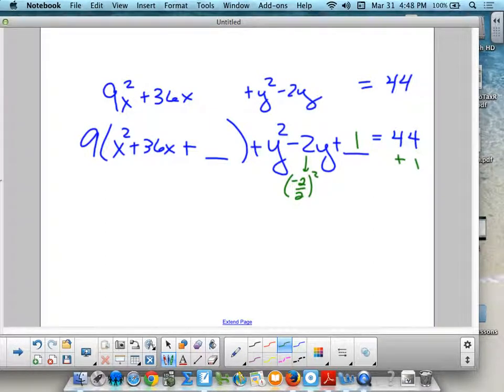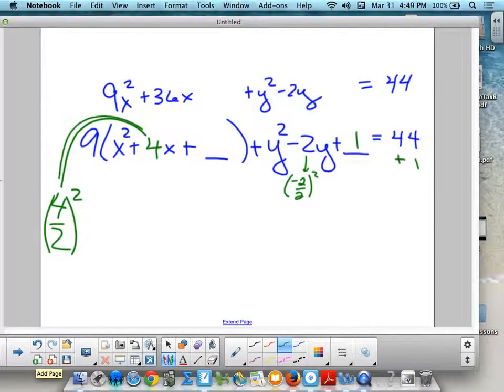This one, when you do it, take the 36. Did I do that wrong? I did. Sorry, this is not 36. This is, take a 9, 4. Now take the 4, cut it in half, square it. You get 2 squared is 4. But you're not adding 4, you're adding 9 times 4. That's 36. All of that makes 81. On the right side, you get 81.